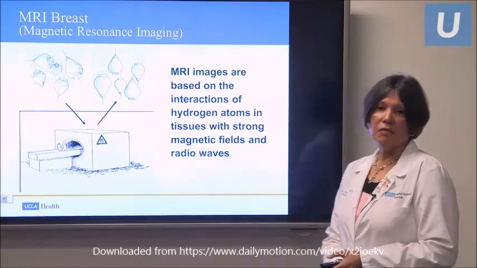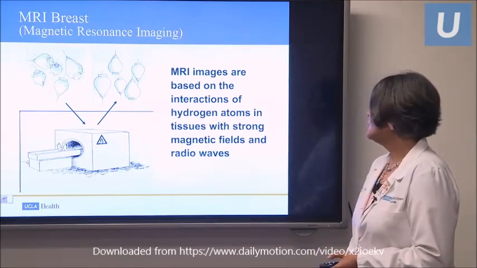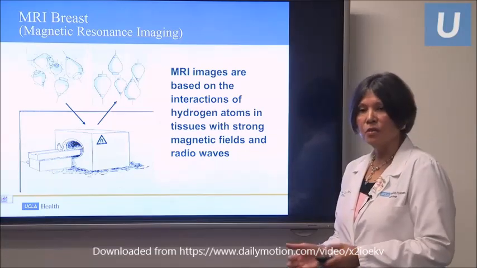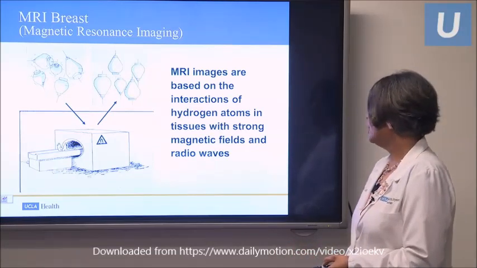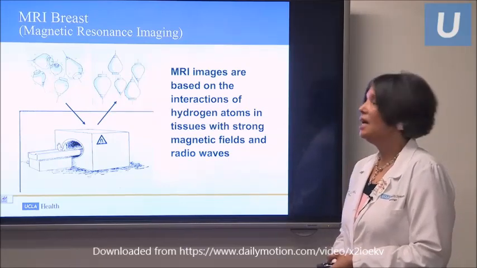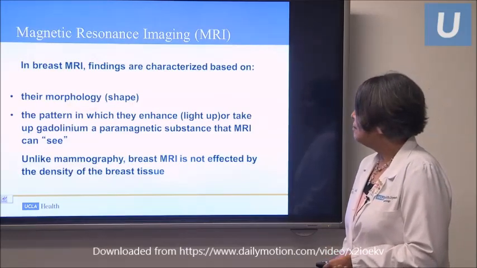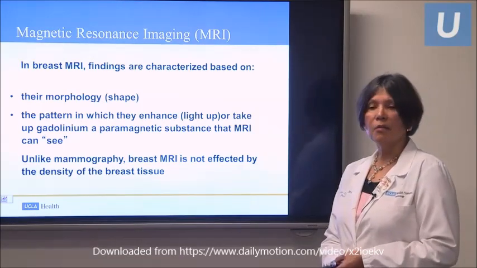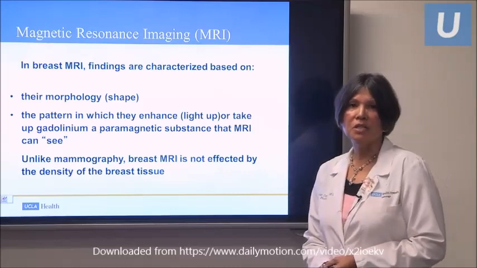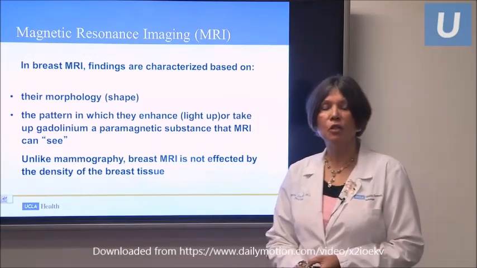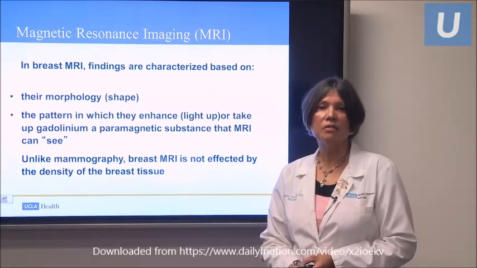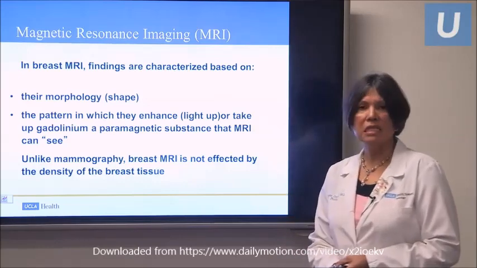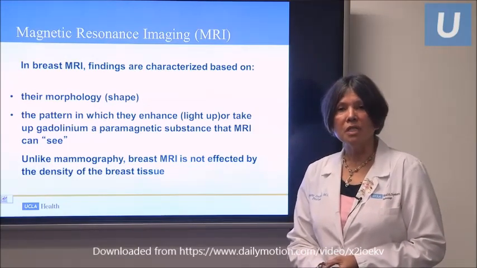We also use magnetic resonance imaging. MR imaging is based on the interactions of the hydrogen atoms in tissues, which bounce around in there and create an image. We use radio waves, and again, this is non-ionizing radiation. We look for the shape, terms like morphology, and we look at the pattern. What's very important for everyone to understand is that breast MRI, if you're looking for tumor evaluation, requires contrast injection. We use gadolinium as our contrast agent, which is different from what we use in CT.